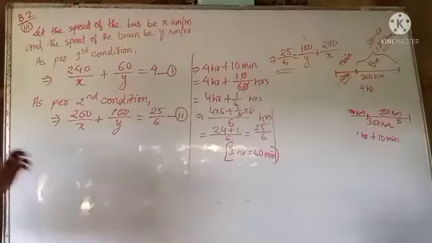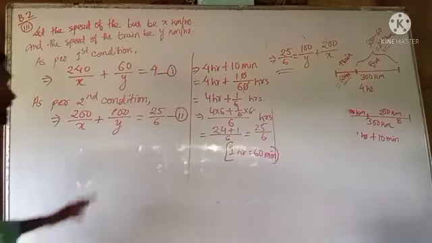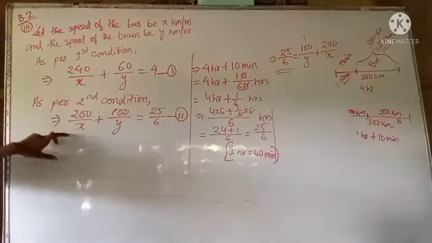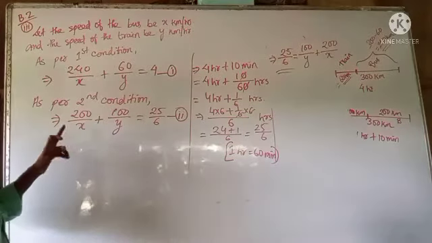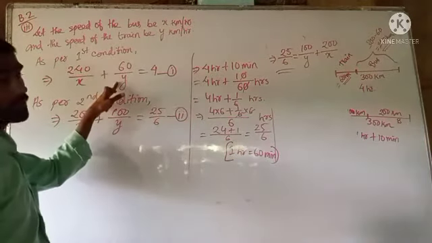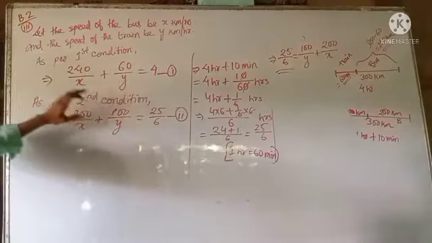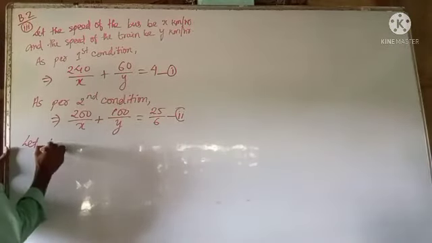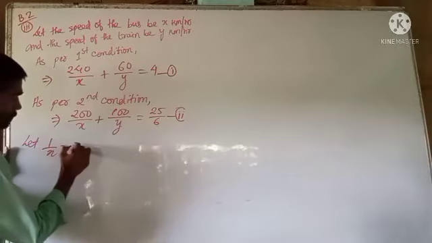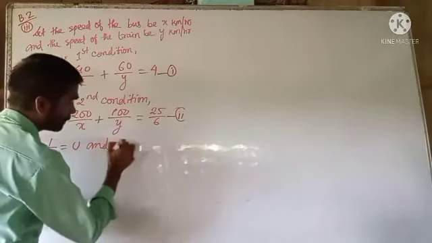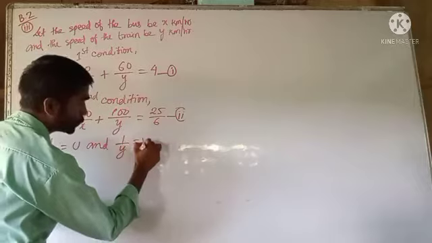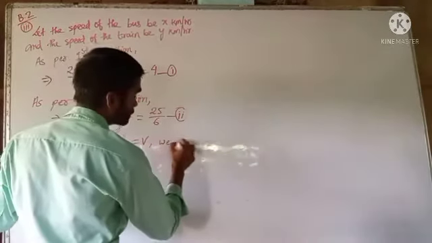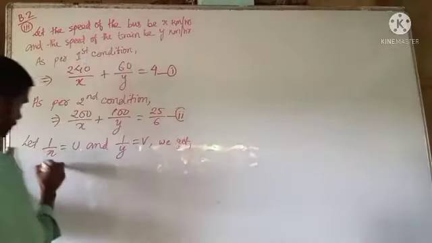Now we will find the value of x and y from here. For that we will take 1 by x as a variable and 1 by y as another variable, because here it is in fractional form. So let 1 by x is equal to u and 1 by y is equal to v. We get, from 1.